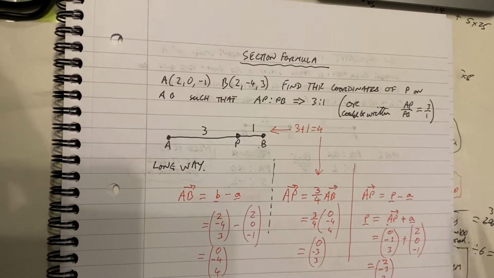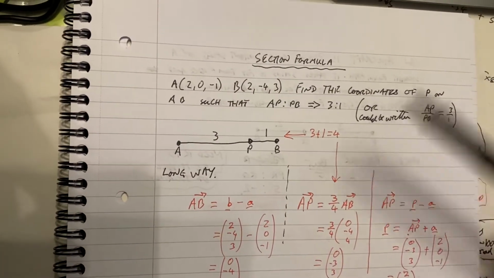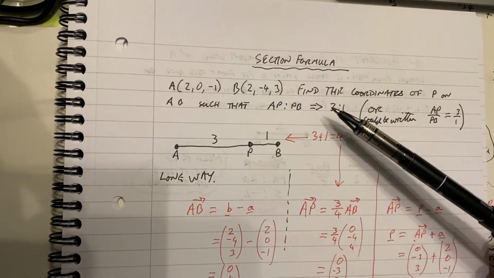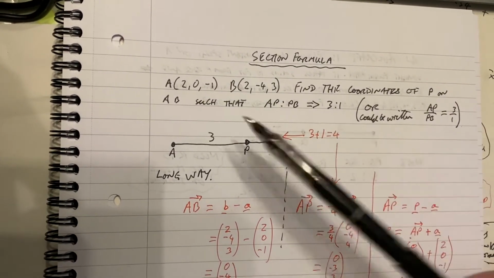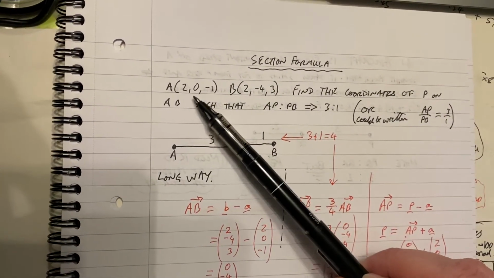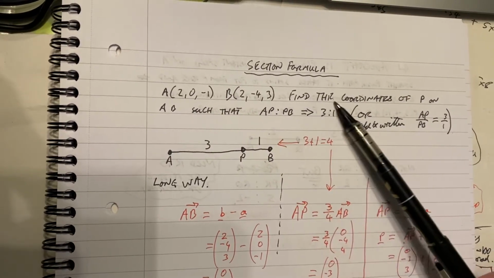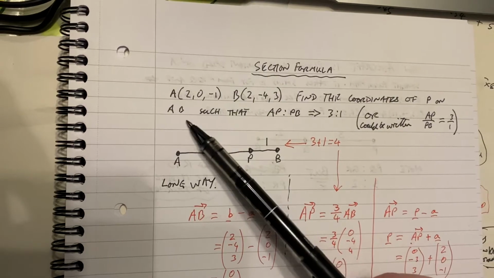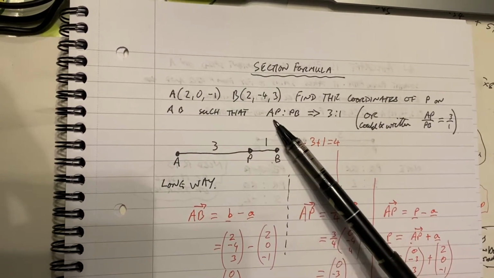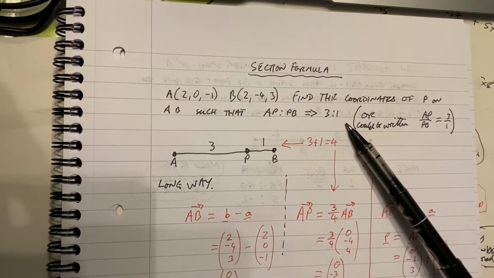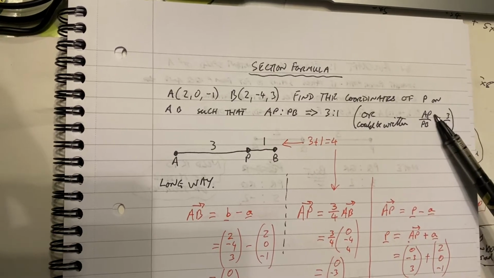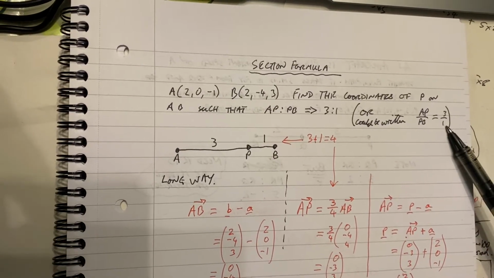Okay, next bit we're looking at section formula. So just looking at this in terms of what we could have done from that 5. We've got A is the point (2, 0, -1), and B is the point (2, -4, 3). We've got to find the coordinates of P on AB such that AP to PB is 3 to 1. Or it could have been written AP over PB is 3 to 1 like that.